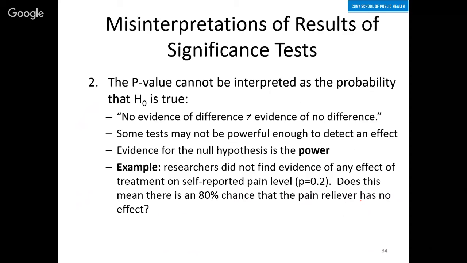So the worst abuse of this would be to use that p-value as evidence in favor of the null hypothesis. But that's just not the interpretation of the p-value.